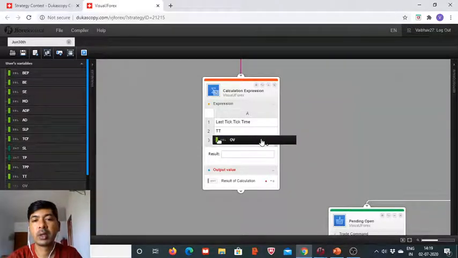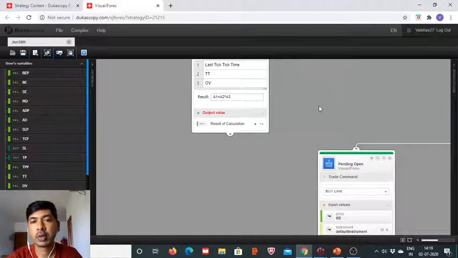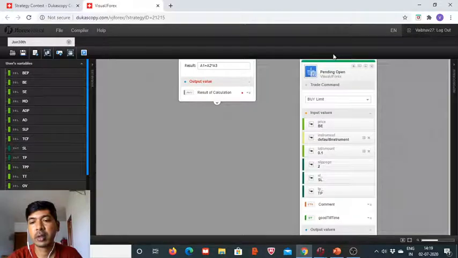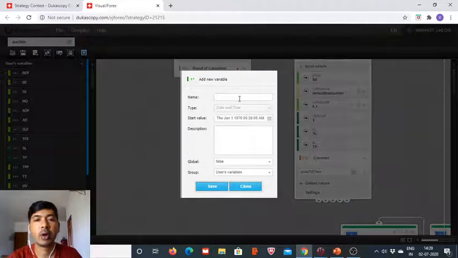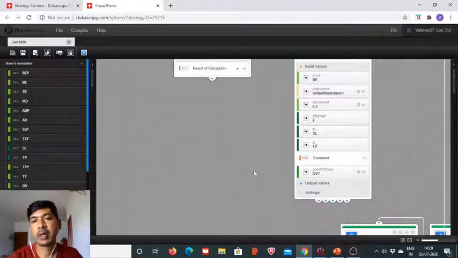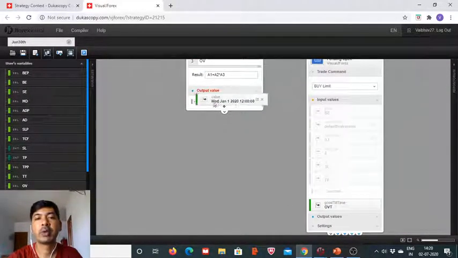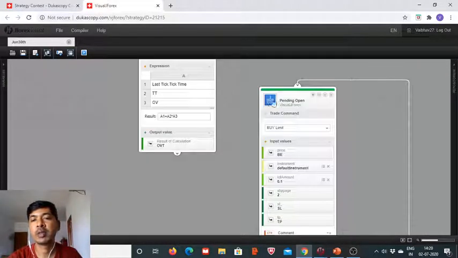So here we get this, and now all we have to do is a1 plus a2 into a3, and this is going to be the result of the calculation. And here we create a fresh variable for order validity. It is in long format, long Java data type in Java language. It is going to be OVT. We have created a fresh variable and its value is going to be derived from the calculation which we have done in this calculation expression.